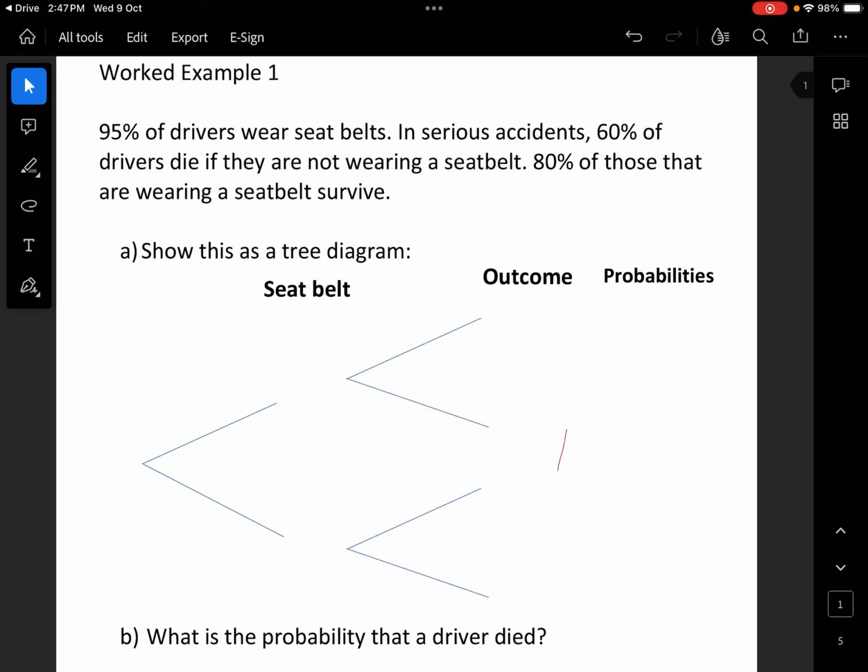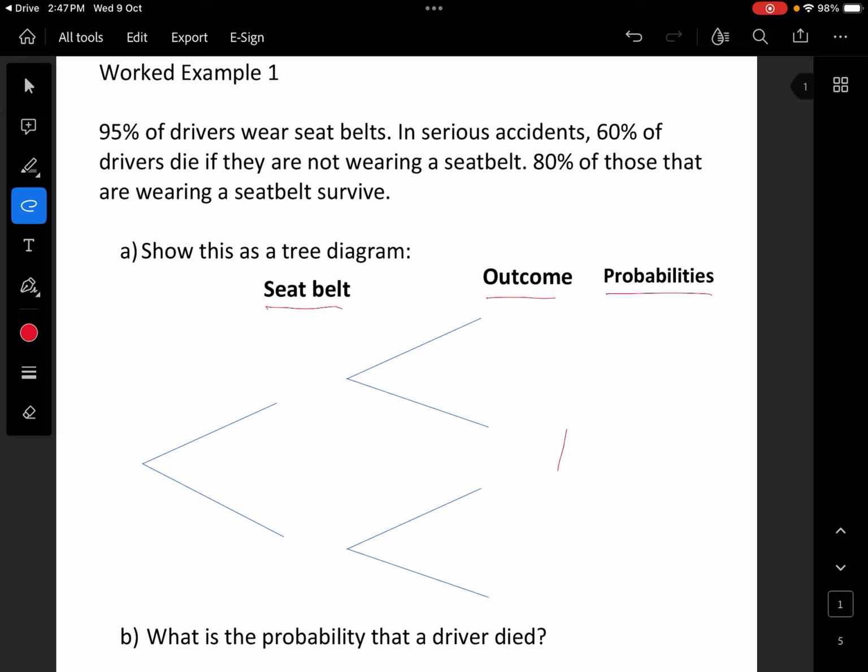It says 95% of the drivers wear seatbelts. In serious accidents, 60% of the drivers die if they don't wear a seatbelt. 80% of those that wear a seatbelt survive. So we're going to try to represent this information onto a tree diagram. I have put up some of the titles here: we have the seatbelts, we have the outcomes, and we want to count the probabilities.